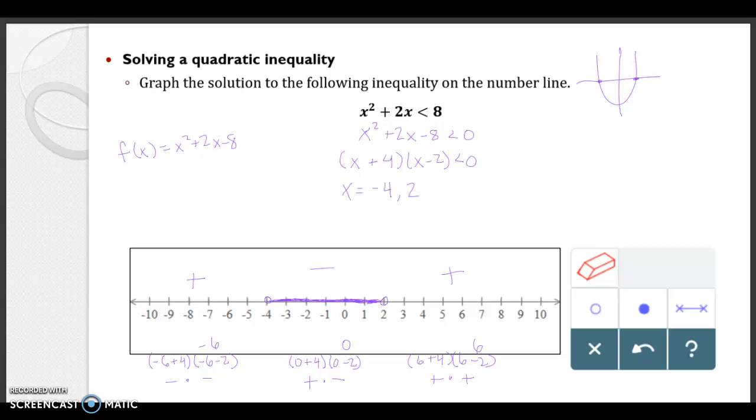Okay, so -4 to 2 is my answer. I can write that in interval notation by going from -4, not including -4, to a positive 2. So the number line and the interval notation represent the same thing. They're x values that make the function x squared plus 2x minus 8 less than 0.